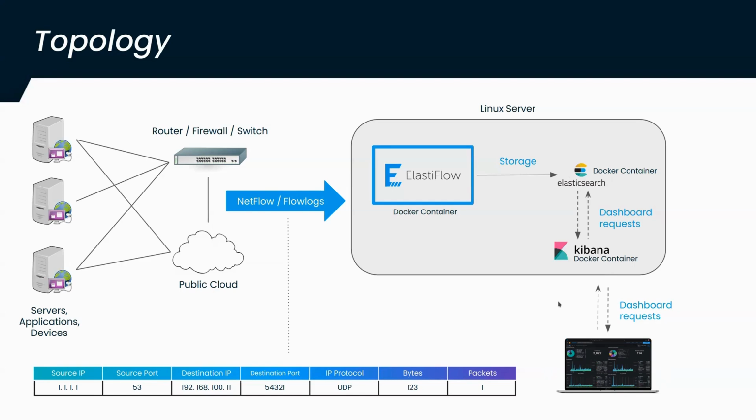Now, in today's demonstration, this entire gray box, everything in here, ElastiFlow, Elasticsearch, and Kibana, are going to be contained and running in the same server or same virtual machine. So you can run everything together in one box. Now, for larger deployments, scaling is very easy. You can easily add capacity if you need to, in the form of additional ElastiFlow collectors, Elasticsearch instances, or even Kibana.